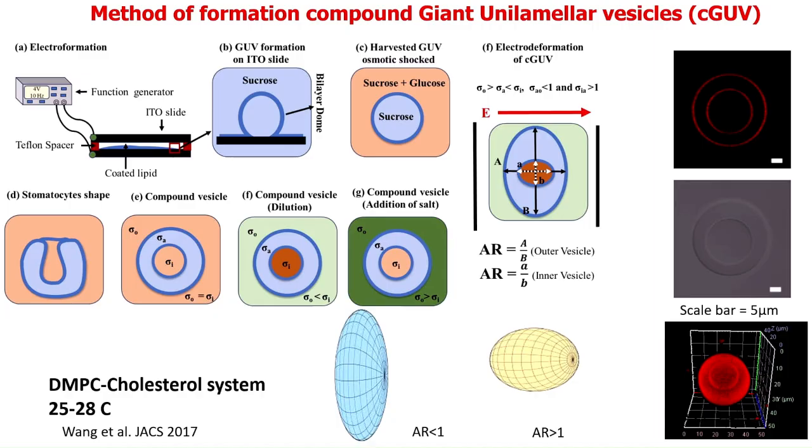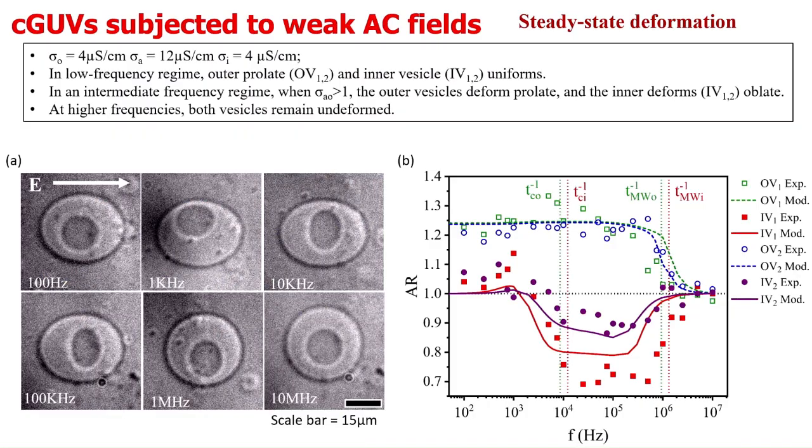So this is our model for a eukaryotic cell, where the inner vesicle represents a nucleus and the outer vesicle represents the outer cell membrane. Okay. So we did characterization of this using standard electrohydrodynamics. I'll not get into too much detail of this.